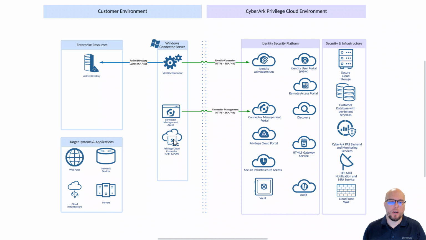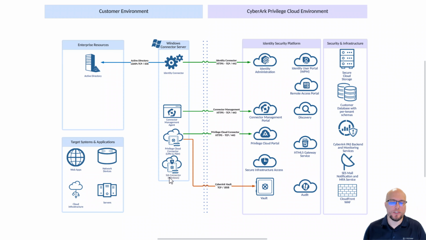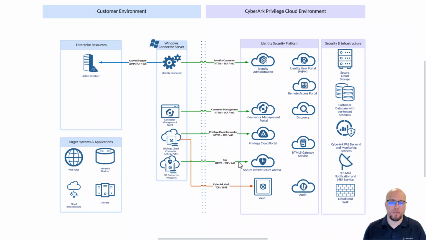So when they're installed by the Connector Management Agent, these services will communicate to Privilege Cloud over the relevant protocols that are required. So they are, at a high level, port 443 and port 1858. The next service here is the Windows SIA connector. This service communicates outbound on port 443 to the backend CyberArk Secure Infrastructure Access service.